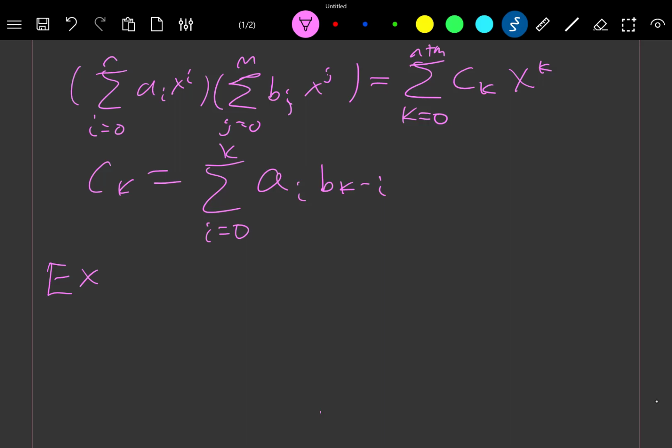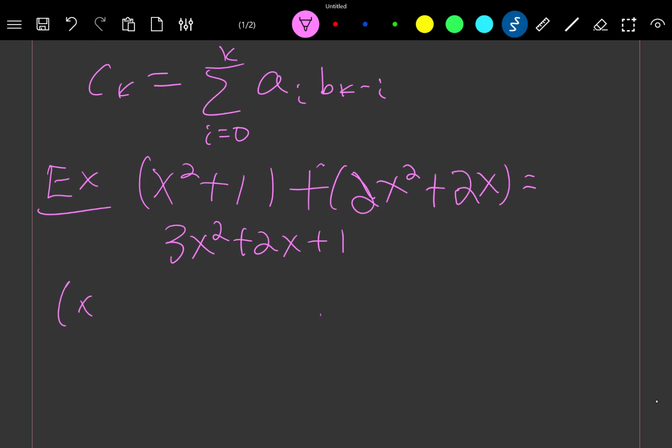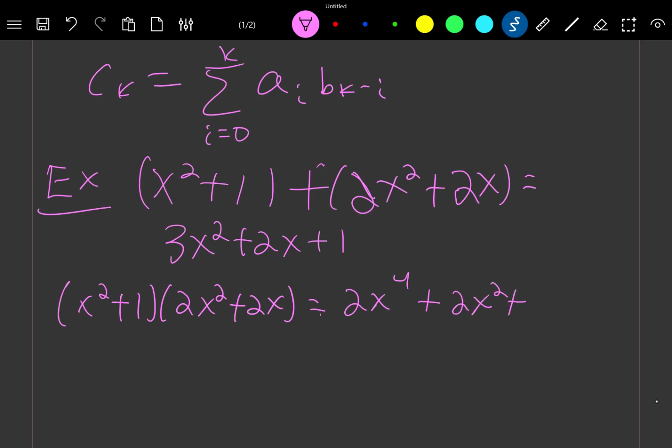So, as an example, we know how polynomials work. Say I have x squared plus 1. If I want to add this to, say, 2x squared plus 2x, well, this will equal 3x squared plus 2x plus 1. And if I want to multiply these two together, I'm going to get 2x to the 4 plus 2x squared plus 2x cubed plus 2x.